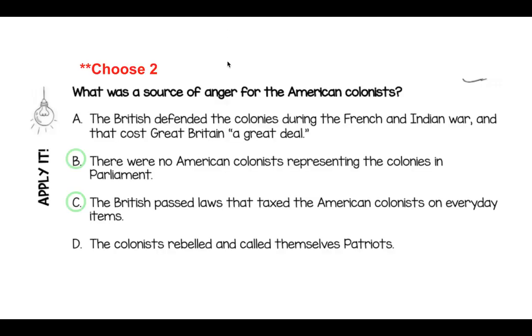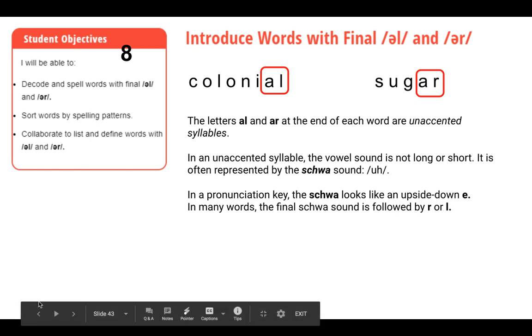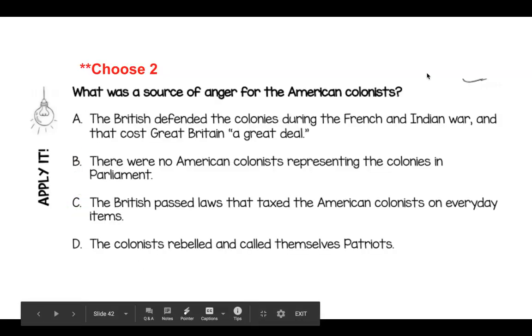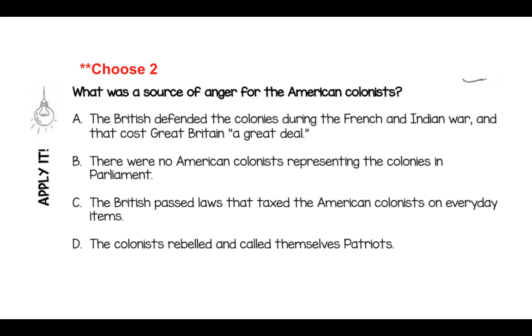Okay, notice you are choosing 2 this time. Whoa, it went past and I showed you the answer, but we'll still take a look at it. You're choosing two here. What was the source of anger for the American colonists? A, the British defended the colonies during the French and Indian War, and that cost Great Britain a great deal. B, there were no American colonists representing the colonies in Parliament. C, the British passed laws that taxed the American colonists on everyday items. D, the colonists rebelled and called themselves patriots. So, a source of anger for the American colonists.